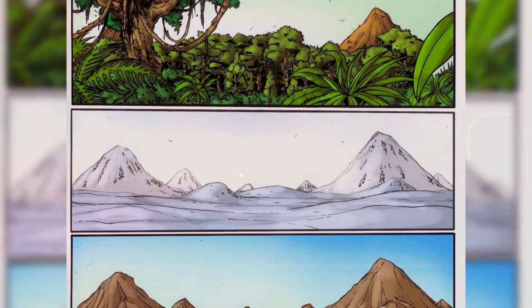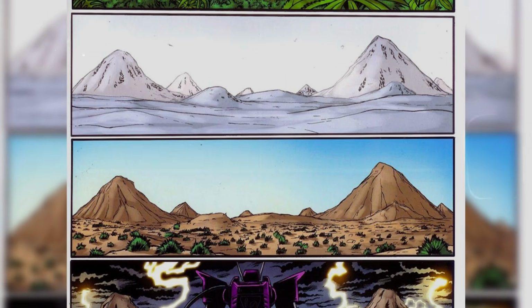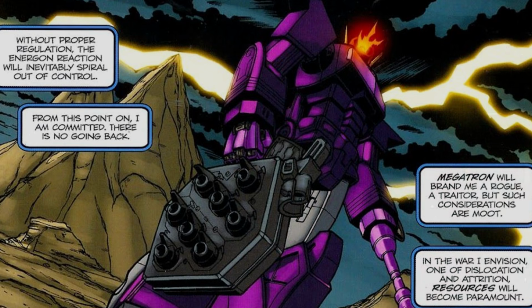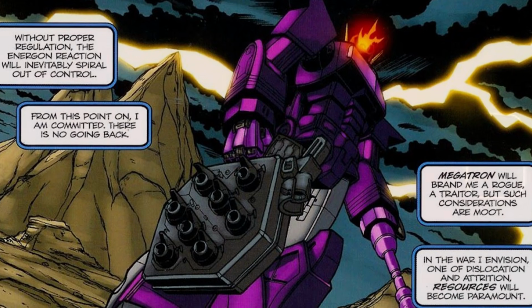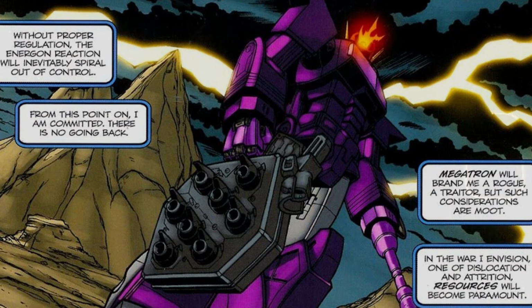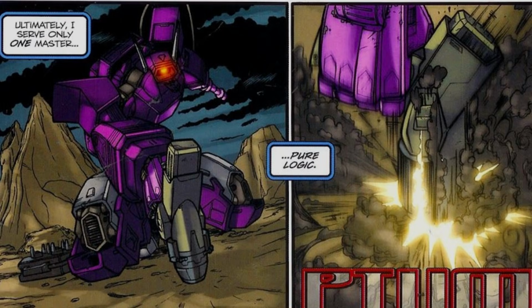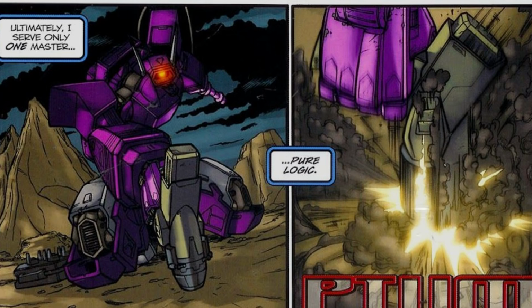Near the end of the Ice Age, Shockwave arrives on Earth to stabilize the volatile energon he planted. He knows he will be branded a traitor for his actions, but he's the one with the resources, so he will control the balance of power. Shockwave declares that he only serves one master, and that is pure logic.